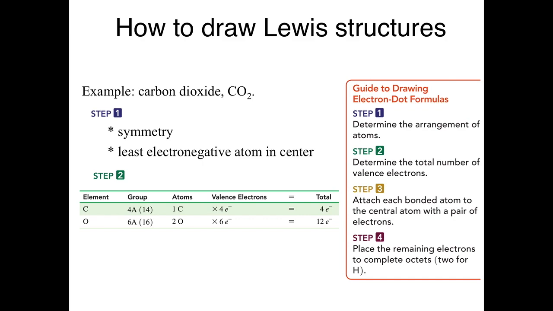You say to yourself, I have oxygen. Oxygen is from group 6A, so it has 6 valence electrons. I have 2 oxygens, so 2 times 6 is 12. So from the oxygens, I have 12 electrons. That's all the elements I have, so I add them to give me a total of 16 valence electrons. This is the number of valence electrons you should always make sure you have at the end. You do not want to have more or less than this.